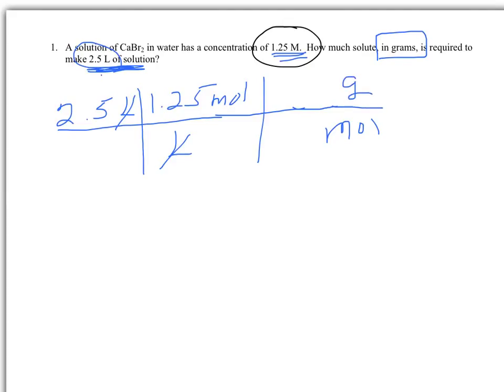And again, this is calcium bromide, which is 200 grams in 1 mole. When I calculate that, I find out it is 625 grams.